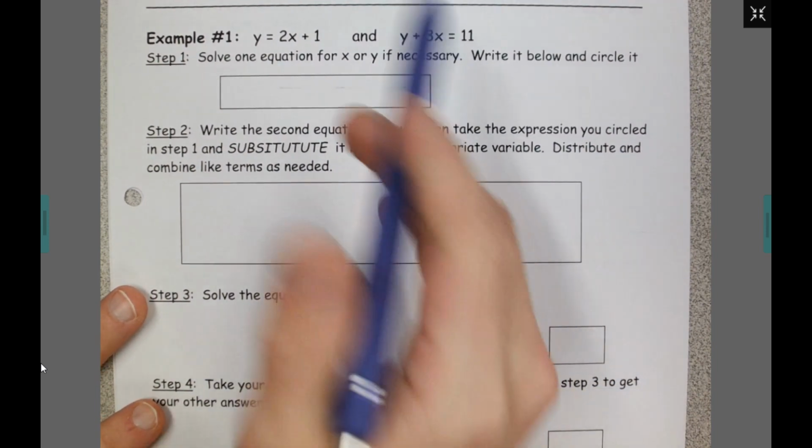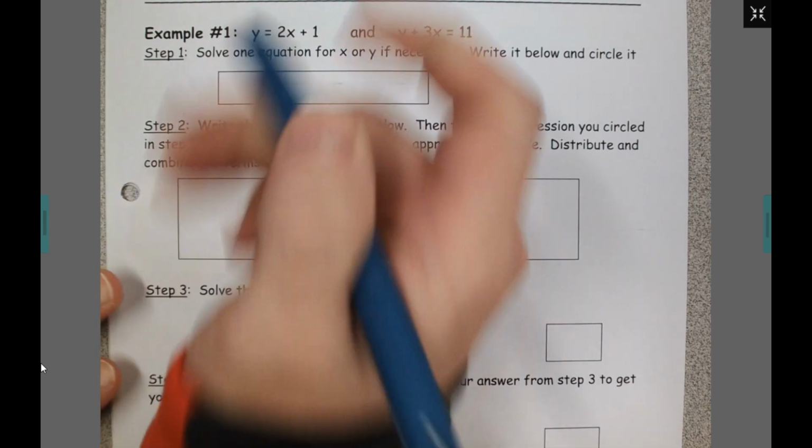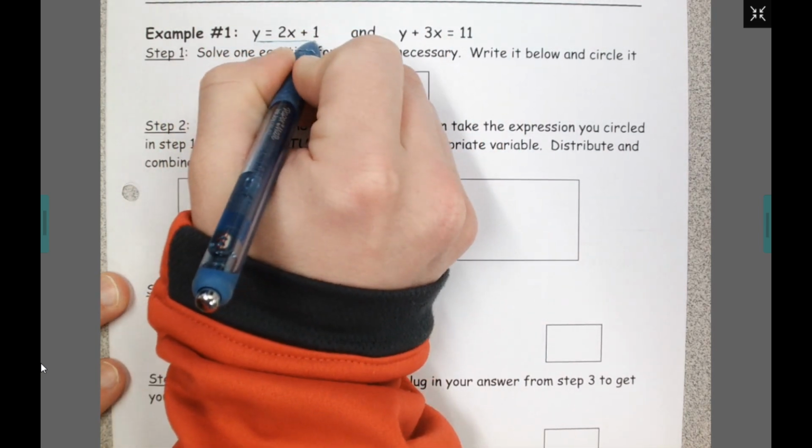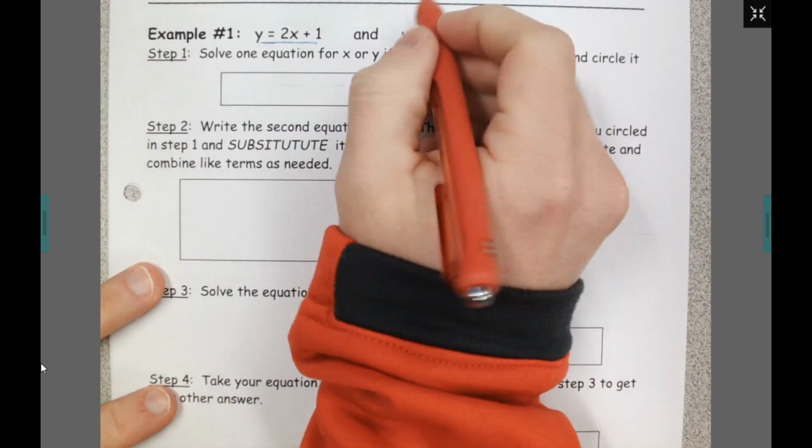For example 1, they give you your two equations again. I'm going to go ahead and label these different colors so we can see them. Let's say the left is blue, then my right one is going to be red.